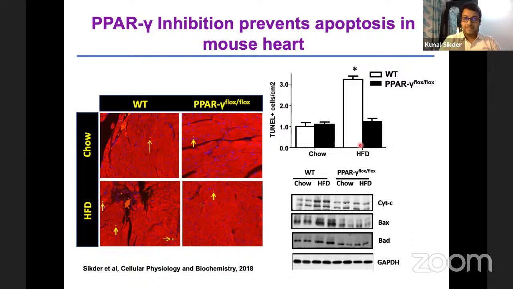Along with that, we also did the Western blot for some of the apoptotic parameters, like cytochrome C and BAX, which I was talking about in the last cartoon. As you can see, cytochrome C is expressed highly in the high-fat diet group, as is BAX, and we can see a similar kind of expression for BAD. All these three are pro-apoptotic markers, so they actually facilitate apoptosis. And with the PPAR gamma knockdown, all these markers have significantly reduced, although the quantification is not here.